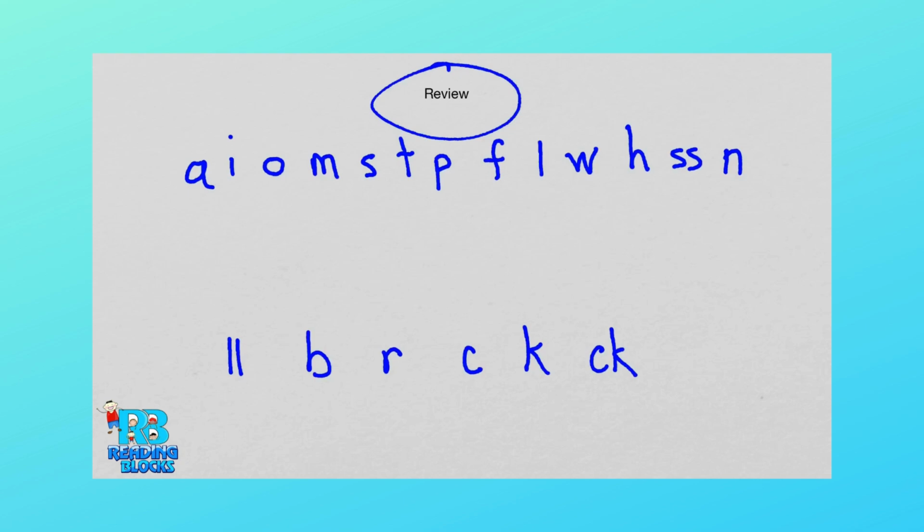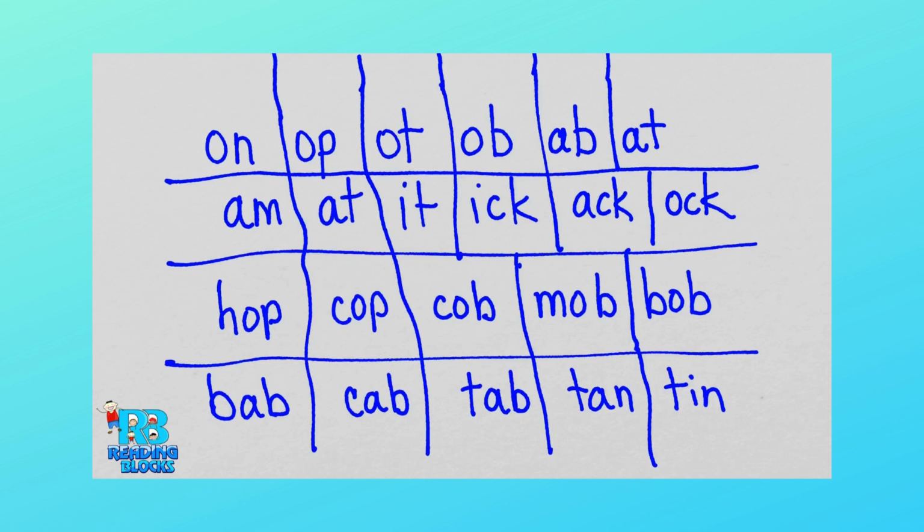Okay, let's start. A, I, M, S, T, P, F, L, W, H, S, N, L, B, R, K, K, K. Very good. Did you know all those sounds? Good job. Let's go to some word families. You ready?